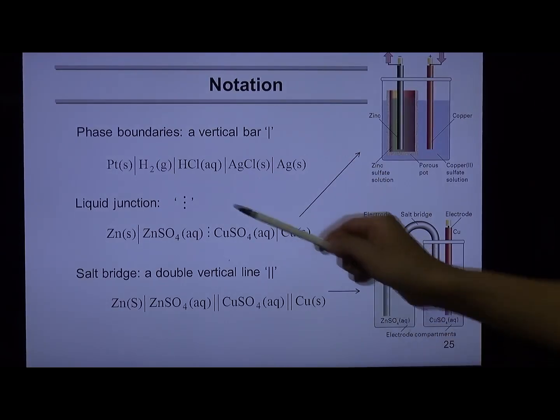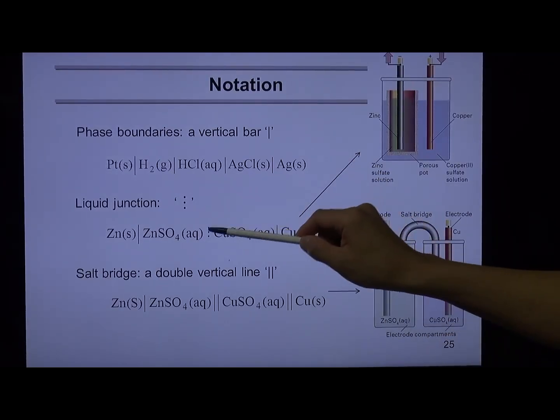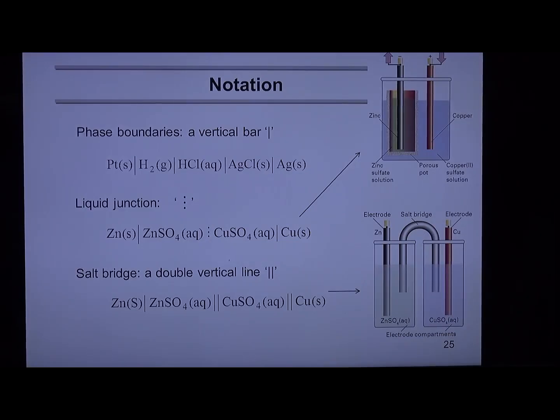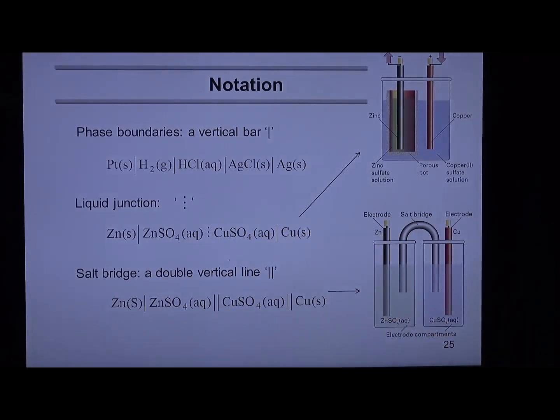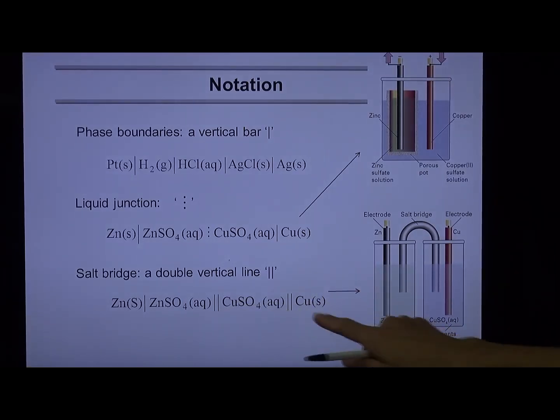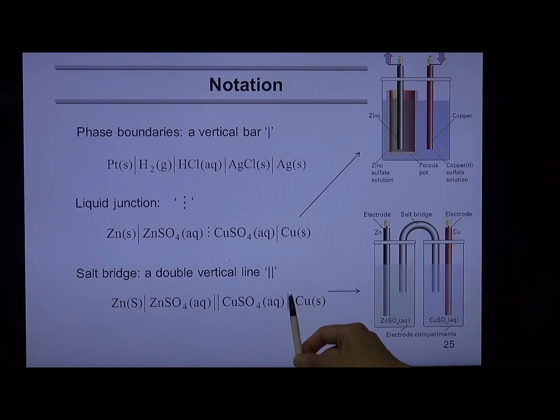If there is a liquid junction, we put 3 dots between them. If we use a salt bridge between these two liquid junctions, we use double vertical lines. Here, this is wrong. We have to put just one line here, right? So this is all. Single bar for phase boundaries, 3 dots for liquid junction, and 2 vertical bars for salt bridge.